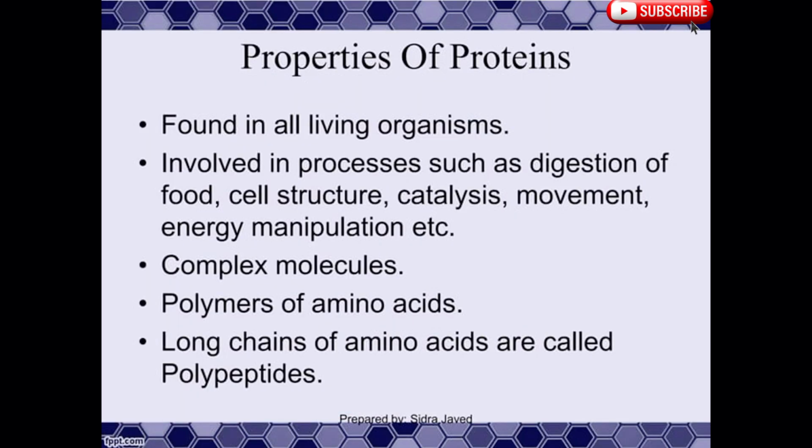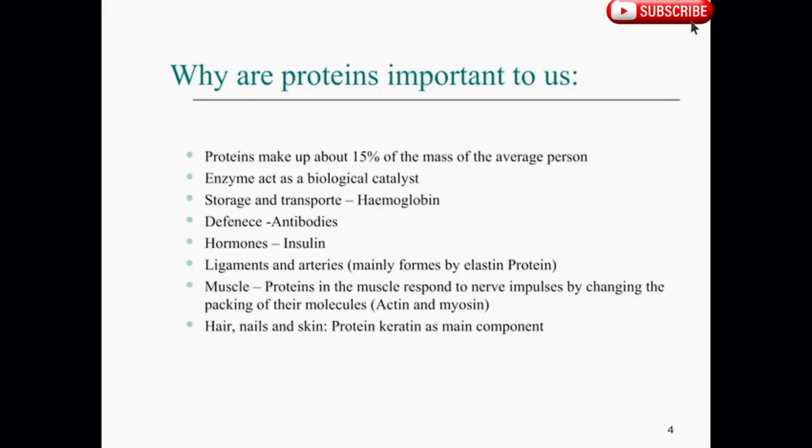Properties of protein. You know that proteins are found in all living organisms and are involved in processes such as digestion of food, cell structure, catalysis, movement, energy, manipulation, etc. Proteins are complex molecules, polymers of amino acids. Long chains of amino acids are called polypeptides. Why are proteins important to us? Proteins make up about 15% of the mass of the average person.